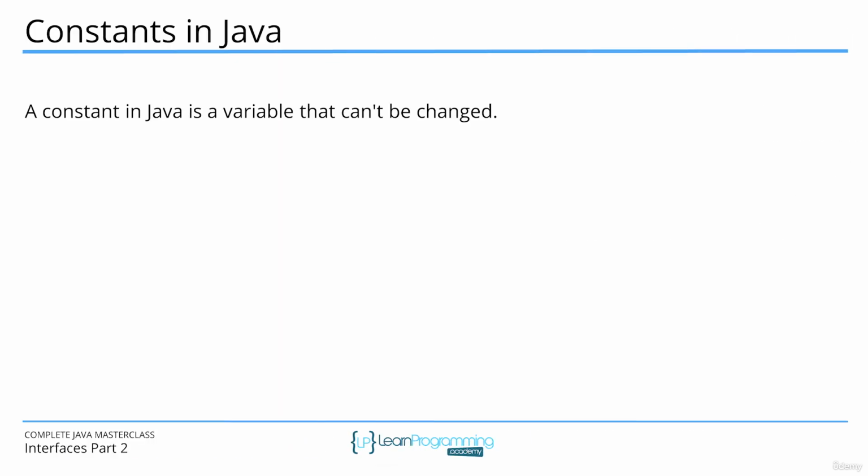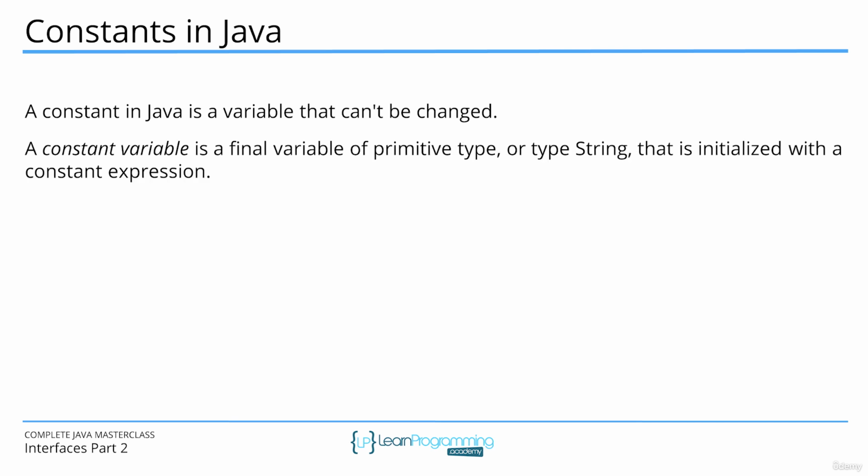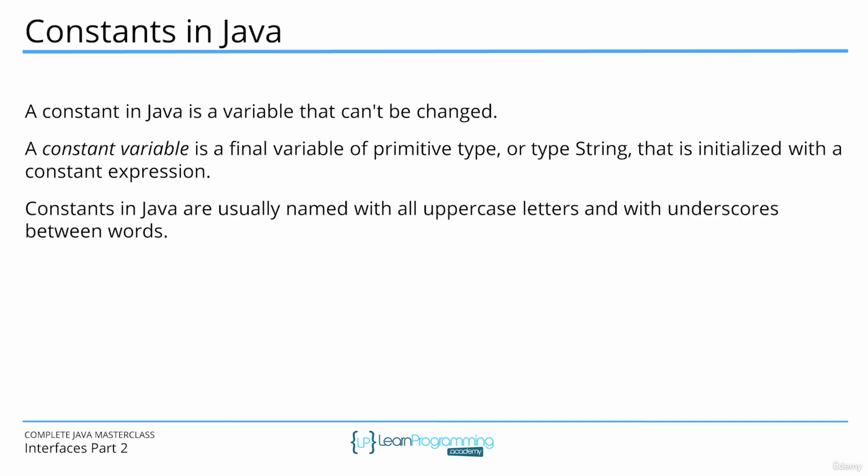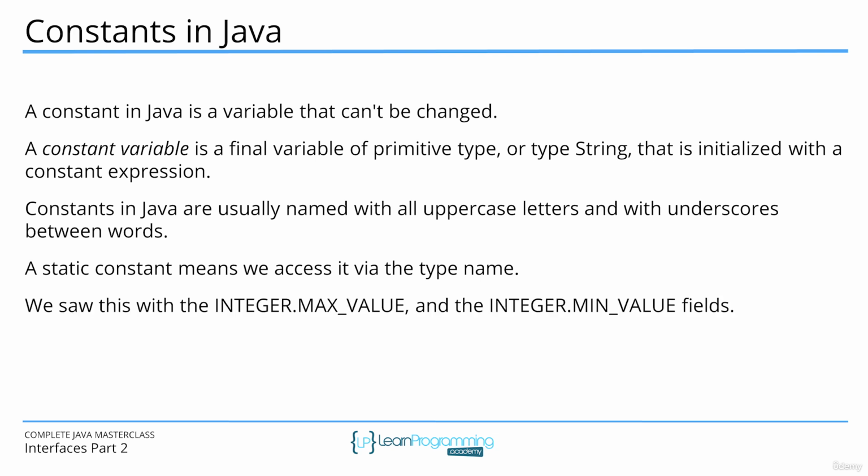A constant in Java is a variable that can't be changed. A constant variable is a final variable of primitive type or type String that is initialized with a constant expression. Constants in Java are usually named with all uppercase letters and with underscores between words. A static constant means we access it via the type name. We saw this with the Integer.MAX_VALUE and the Integer.MIN_VALUE fields.